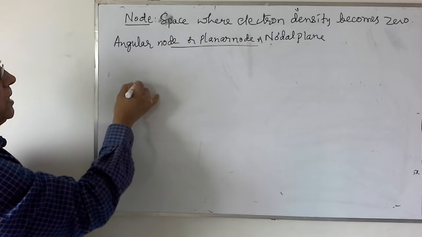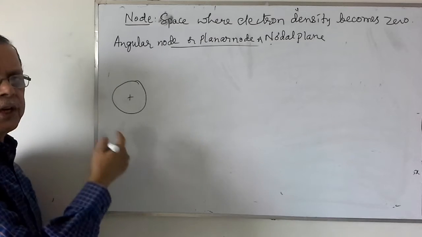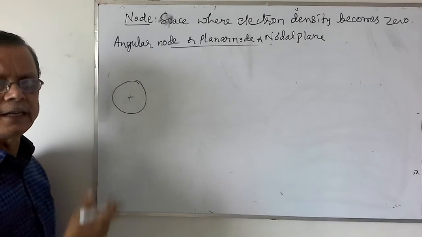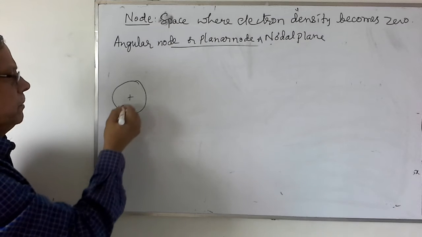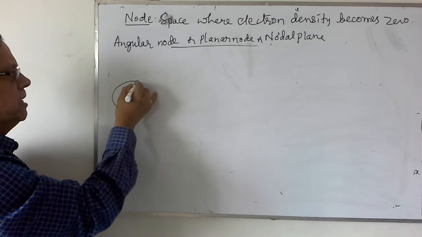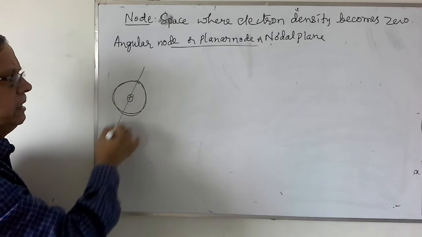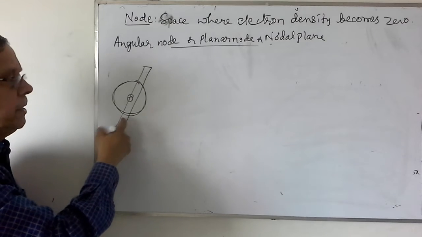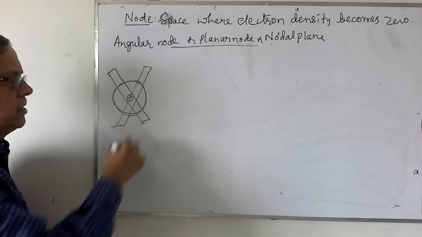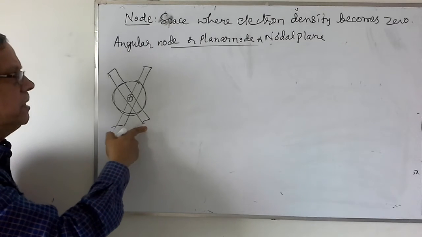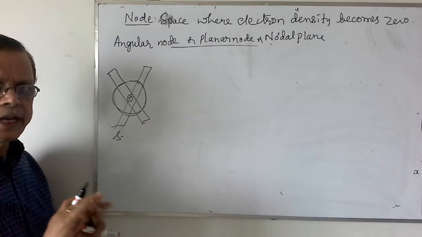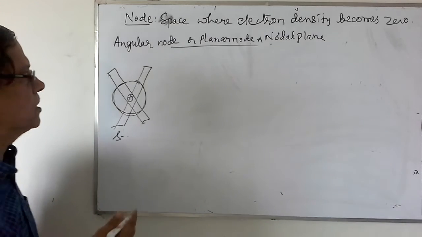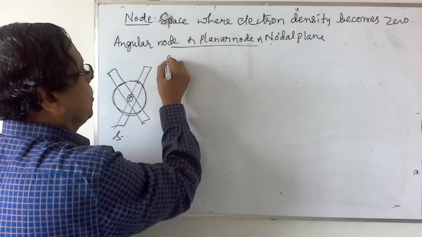Now suppose you consider this s orbital. If you draw a plane passing through the center at any point, it will still contain certain electron density. That is, when we consider this as a nucleus and this as the s orbital, if you draw a plane like this, passing through the center, it contains electron density at this place. Similarly, you draw a plane passing through the center like this, still it contains electron density. That means, for the s orbital, there is no planar node, and there is no plane where the electron density is 0.